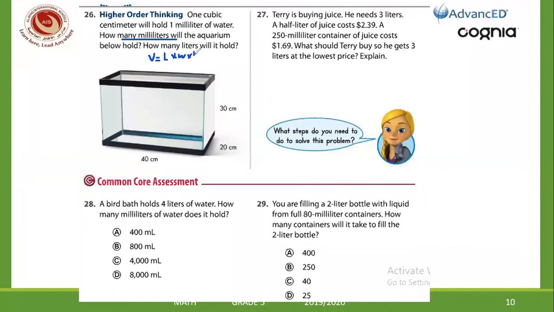So here, its length is 40 centimeters. So we can say V equals 40 multiplied by its width, 20, and its height, 30. Great.